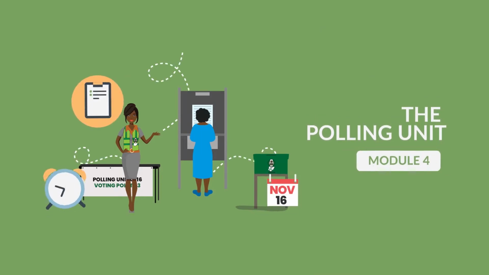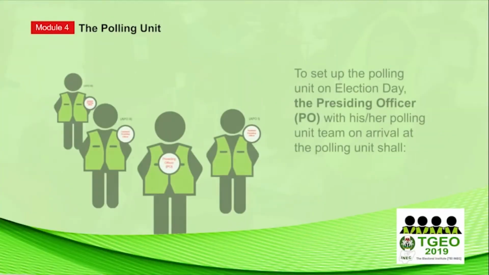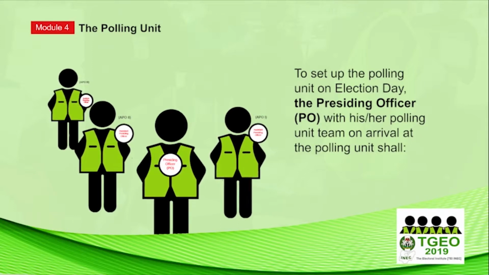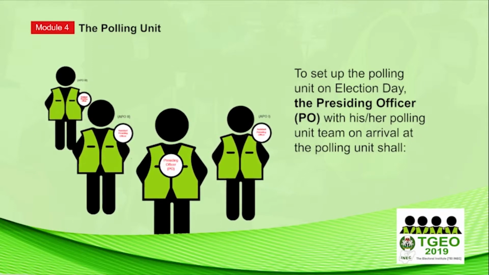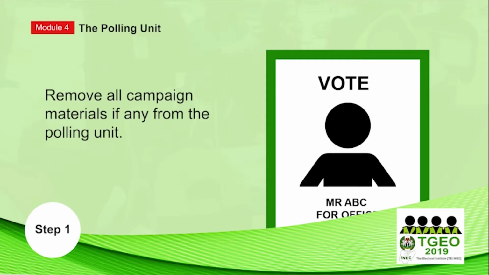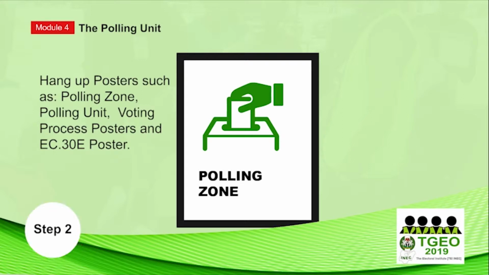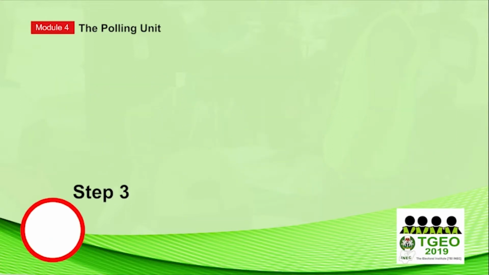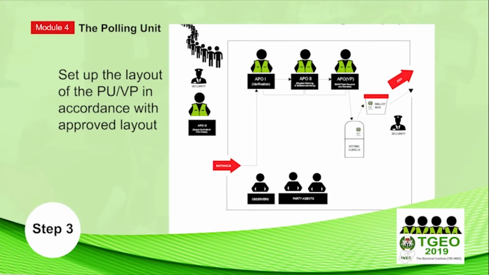Module 4. The polling unit. Setting up the polling unit. To set up the polling unit on election day, the Presiding Officer (PO) with his or her polling unit team on arrival at the polling unit shall: Step 1. Remove all campaign materials, if any, from the polling unit. Step 2. Hang up posters such as polling zone, polling unit, voting process posters, and EC30E posters, etc. Step 3. Set up the layout of the polling unit and voting point in accordance with the approved layout.